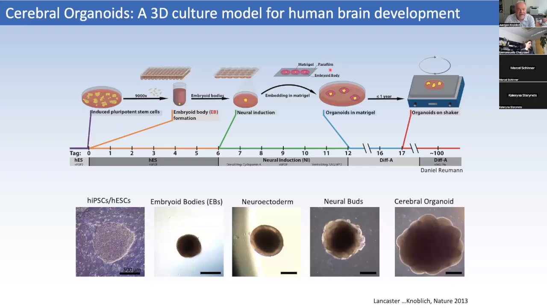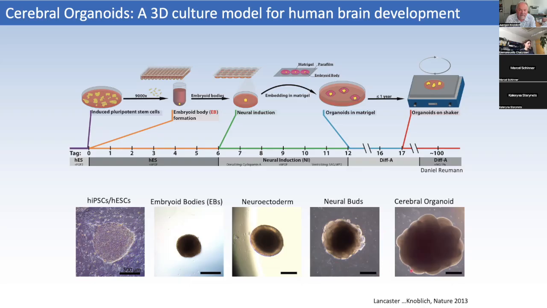This is again a schematic of how we recapitulate human brain development using this methodology. So induced pluripotent stem cells are first used, then a few thousand of those are placed into a 96 well plate. They form an embryoid body, which is then subjected to neural induction so that you form these balls of neuroectoderm. Then they're placed into matrigel, and the organoids form these buds. Each of these buds is a little small human cortex.